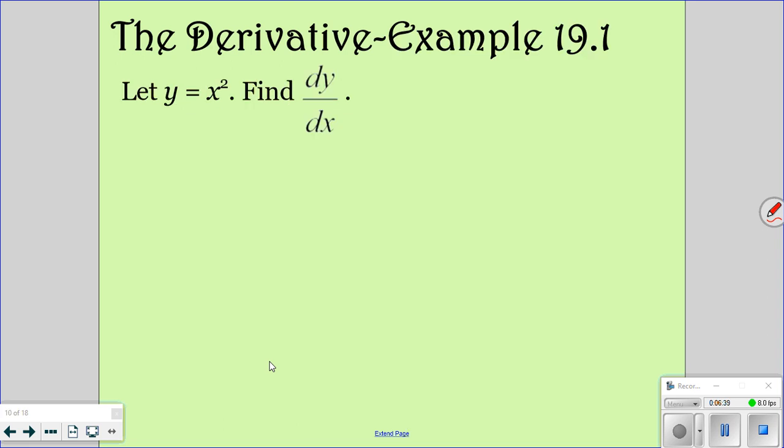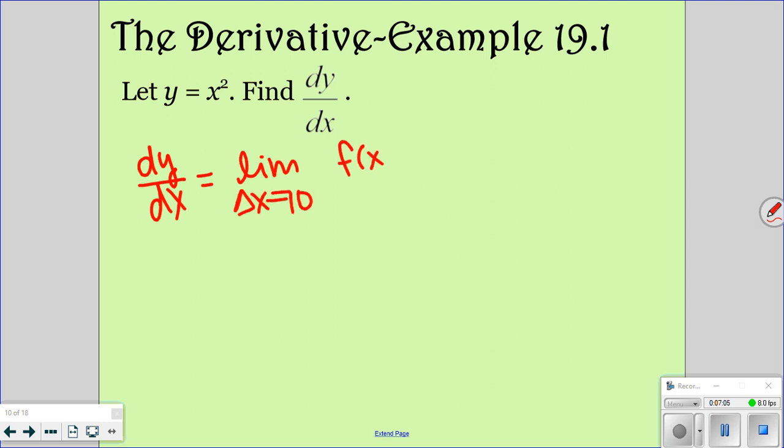All right, so we have y equals x squared. We want to find dy over dx. And so on these, you need to make sure to show your work. And so I'm going to go through this. The first thing that you need to do is to write your formula for your derivative. So dy over dx, that's the same thing as f prime of x, equals the limit as delta x approaches 0 of f of x plus delta x minus f of x all over delta x.